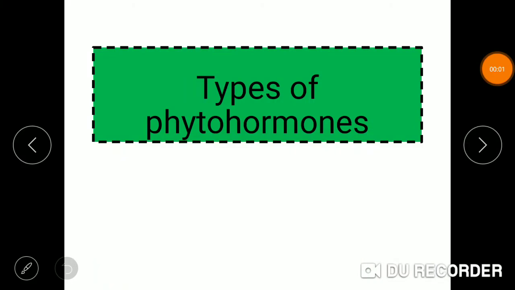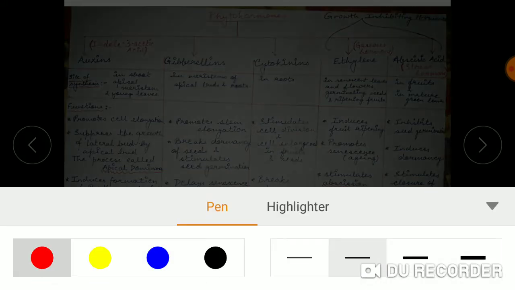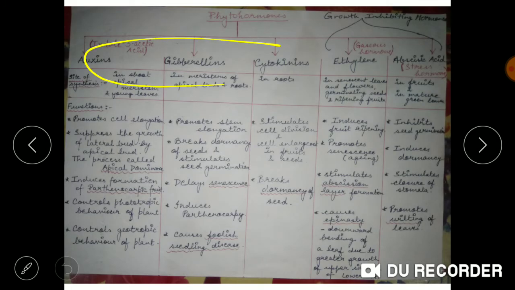Hello students, in today's class we'll be studying types of phytohormones or plant hormones. There are 5 types of plant hormones or phytohormones which we'll be studying. The first 3 of them are considered to be plant regulators, and the next 2 are considered to be the plant inhibiting hormones, the growth inhibiting hormones.